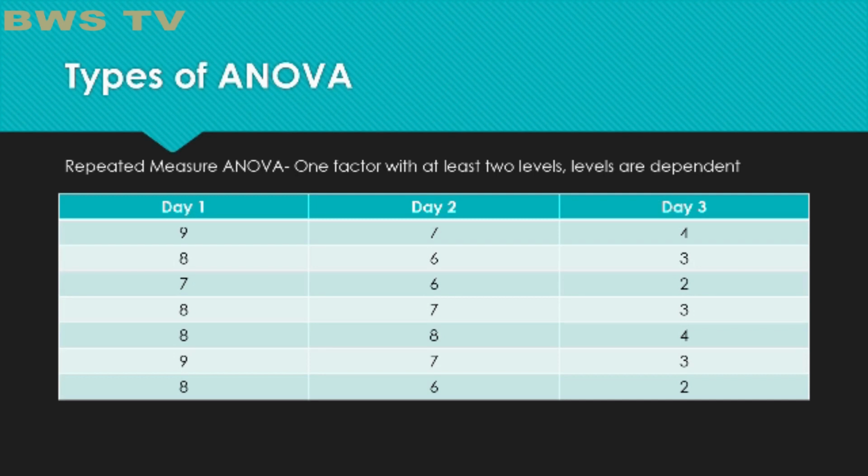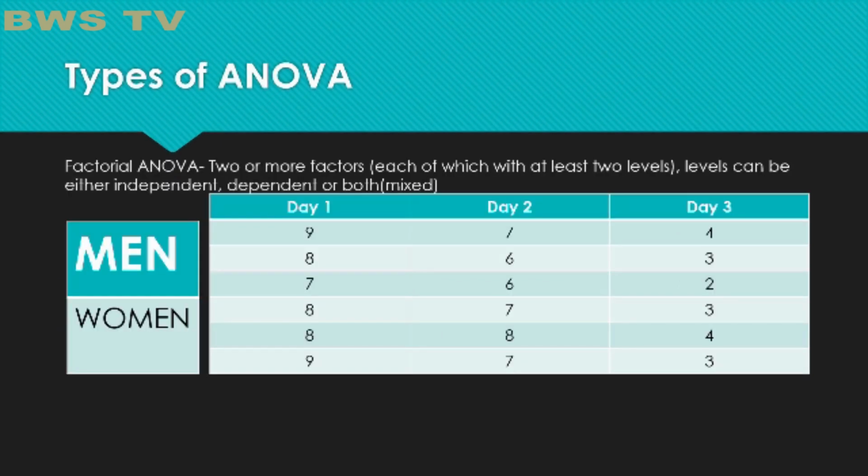Repeated measures ANOVA is the equivalent of the one-way ANOVA, but for related, not independent groups, and is the extension of the dependent t-test. A repeated measures ANOVA is also referred to as the within-subjects ANOVA or ANOVA for correlated samples. For the factorial ANOVA: two or more factors, each of which has at least two levels. Levels can be either independent, dependent, or both.